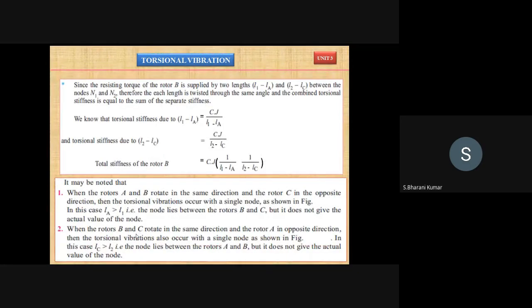These are the formulas and the continuation of the formulas. Torsional stiffness due to L1 minus of LA equals Cj by L1 minus LA, and L2 minus LC equals Cj by L2 minus LC. Therefore, the total stiffness of rotor B equals Cj into 1 by L1 minus LA into 1 by L2 minus of LC.